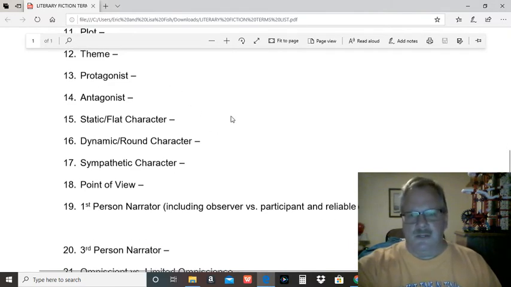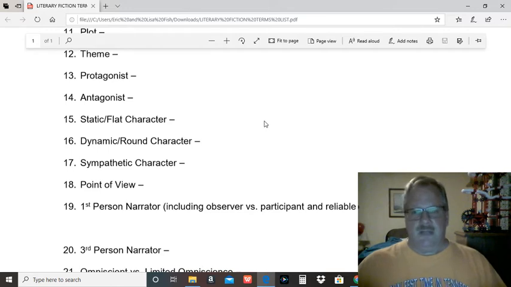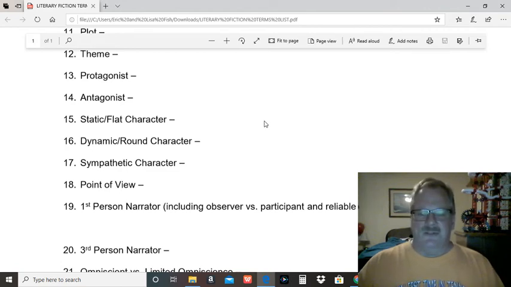Protagonist, this is the main character in the story. In A Good Man is Hard to Find, the grandmother is the protagonist. The antagonist is the second character that's kind of offset against the protagonist. So the antagonist in A Good Man is Hard to Find would be the Misfit, right? You can't get more antagonistic than shooting someone, the protagonist, 3 times in the chest.